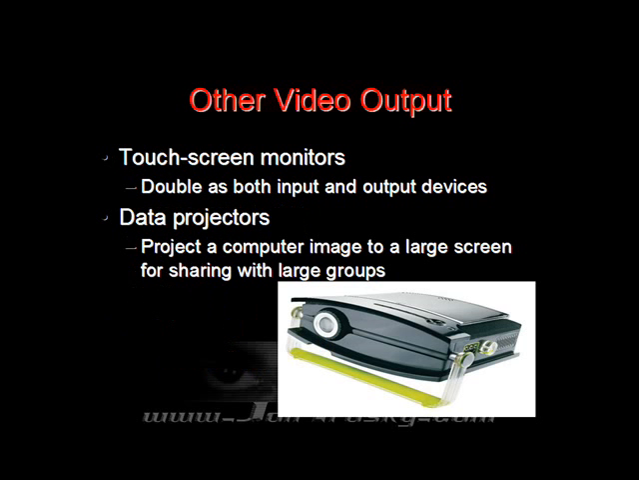Other forms of video output include touchscreen monitors. These work both as input and output devices. Also, as you've seen in many classrooms, are data projectors. These project a computer image onto a large screen for sharing with large groups.